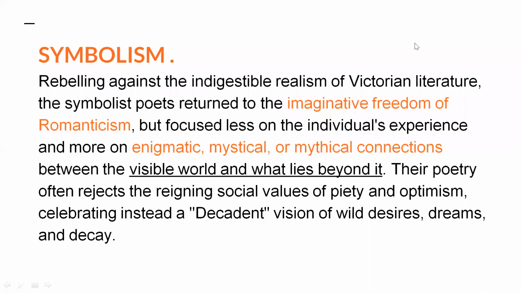So symbolism, it's all about rebelling against the indigestible realism of Victorian literature. The symbolist poets return to the imaginative freedom of Romanticism. Now, symbolism is a kind of lenient to Romanticism in a sense, but focuses less on individual experience and more on enigmatic, mystical, and mythical connections between the visual world and what lies beyond it.